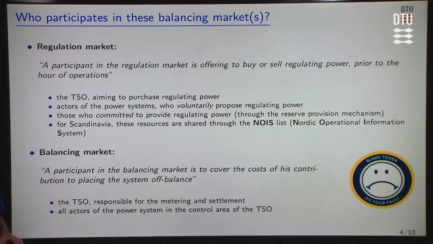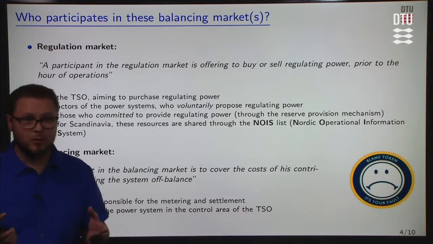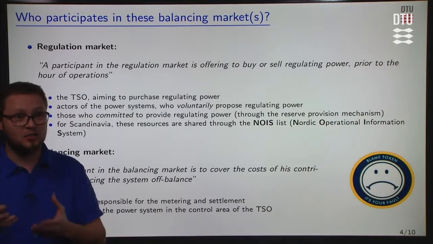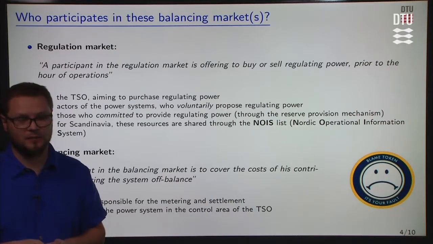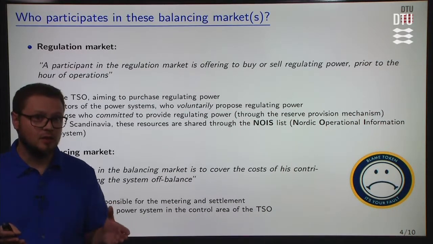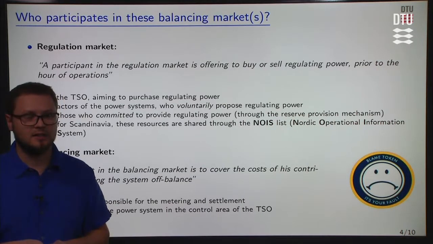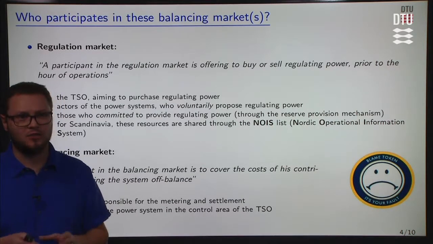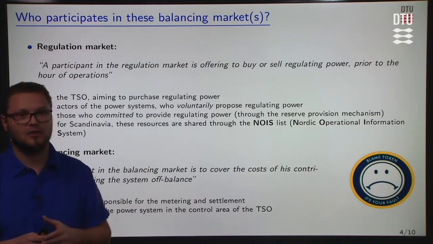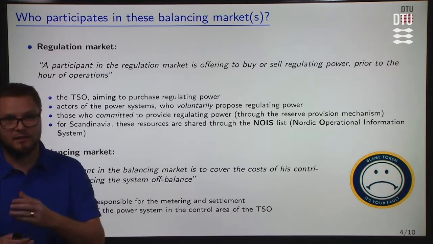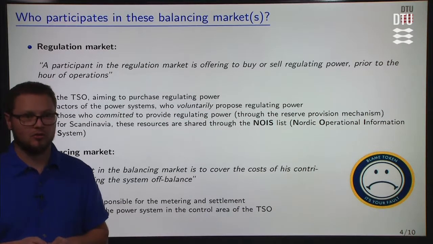On the balancing market side, the participants are those who are inducing imbalances in the system. So they are those who are not respecting their original schedule. And for this difference in schedule, there's going to be a settlement process where this participant will eventually have to pay for the difference between the scheduled energy production or consumption and the actual production or consumption.